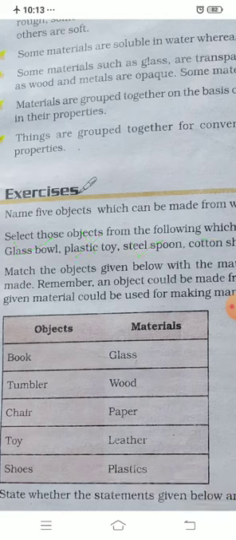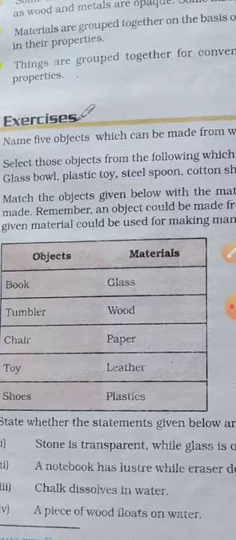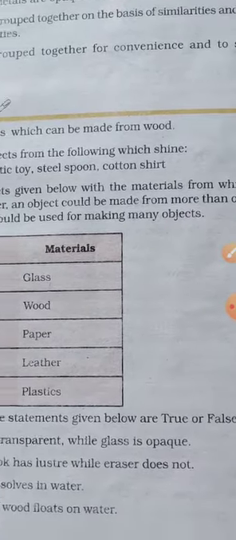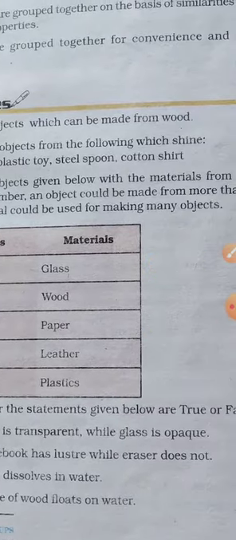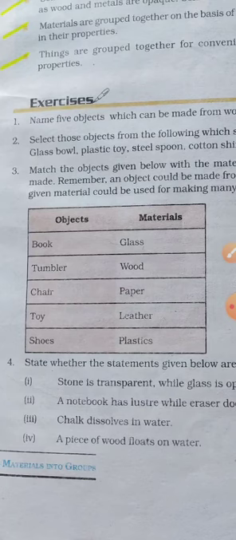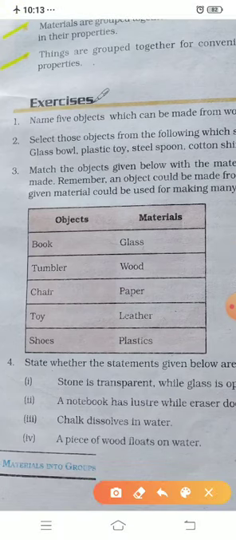Now match the objects given below with the material made. Remember, an object could be made from more than one material. Given material could be used for making many objects. So children, here are some objects along with the materials. Yes, we have to decide what object is made up of which material.